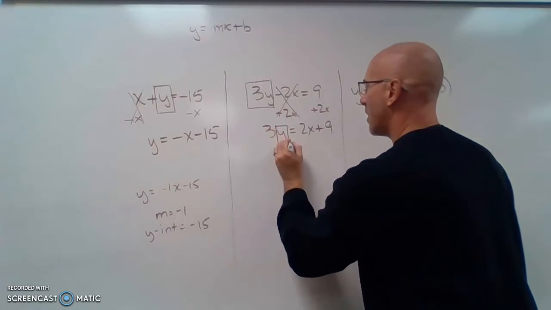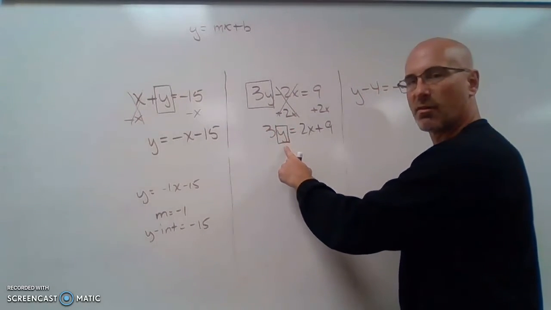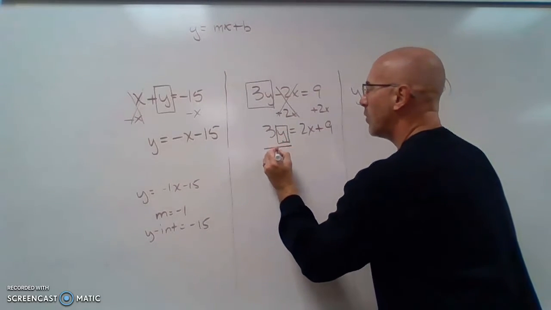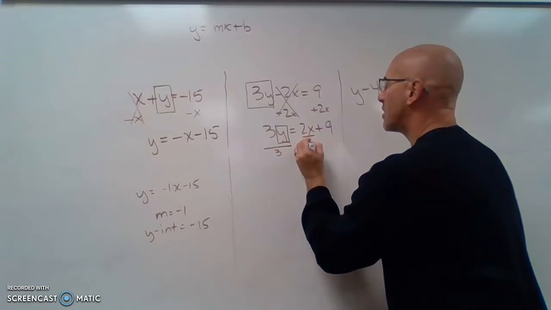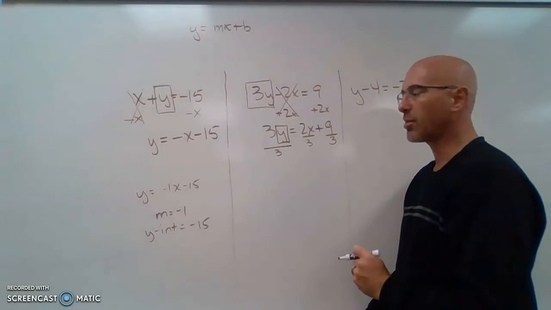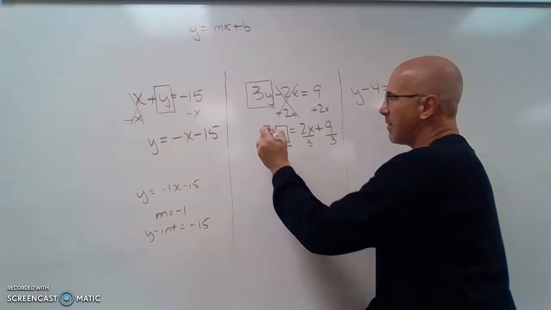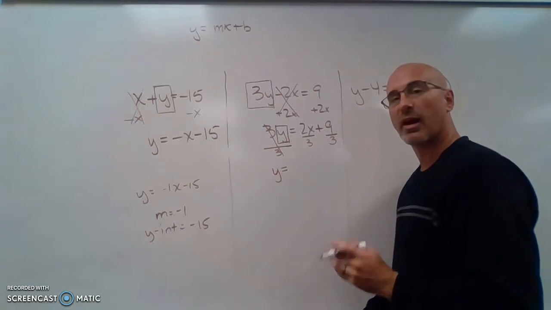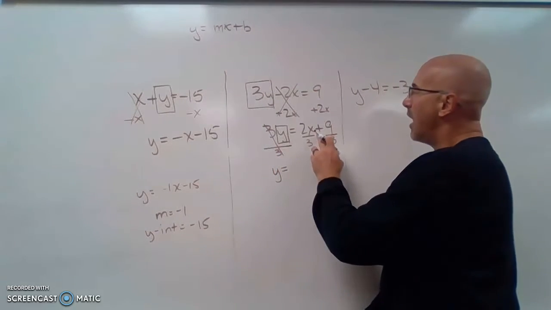We want to keep the y by itself over here. So this is 3 times y. We want to divide each term by that coefficient, so by dividing by 3. The 3 divided by 3 drops off, and now we're left with y alone on the left. That was one of our goals.